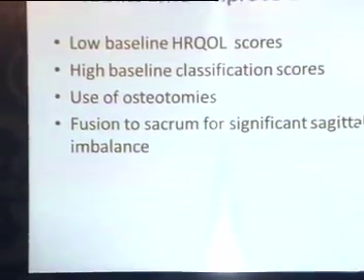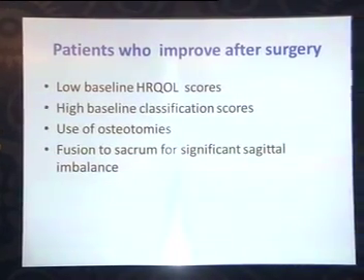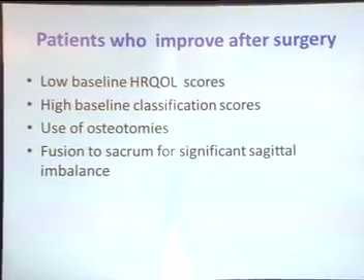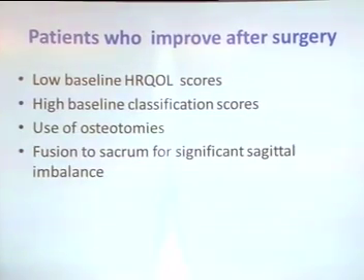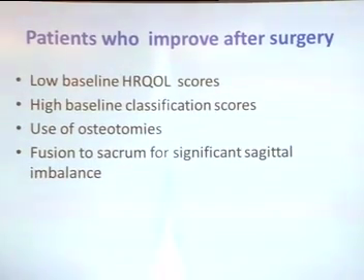So patients who improve after surgery have low baseline health related quality of life assessment scores and high baseline classification scores, like very positive, high lateral subluxation, and the lumbar modifier with the lack of lordosis, that is C. Then you can use your osteotomies to correct this, and if there is significant sagittal imbalance, always fuse to the sacrum. Otherwise, they will fail further and cause bad results.